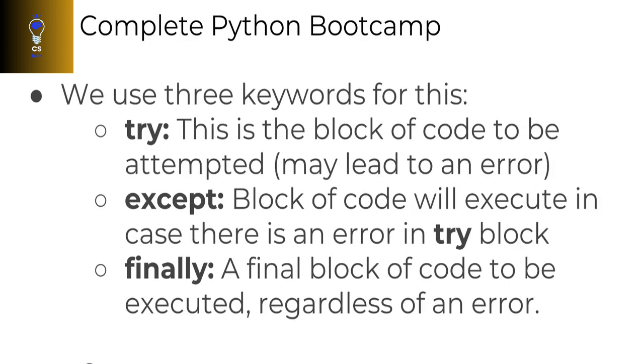Now there's three keywords for this entire process of exception handling, and it's the try, except, and finally keywords. And these are all going to have a block of code associated with them. So under the try block of code, that's the block of code that's going to be attempted, and this may or may not lead to an error. Once you try the actual try block of code, if there is an error, you have the except block. And this is a block of code that will execute in case there's any error inside of that try block. Then you have a finally block of code, which is a final block of code which is always executed whether or not there's an exception or error occurring. Let's jump to the notebook and see some examples of how to use these blocks.